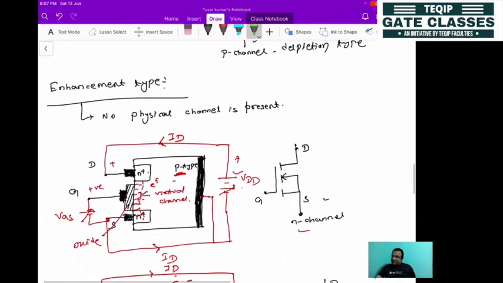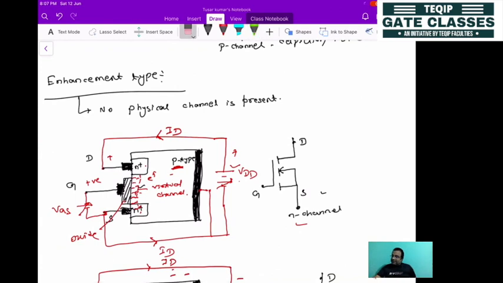Next we'll see the enhancement type MOSFET. So for the enhancement type MOSFET, what happens?